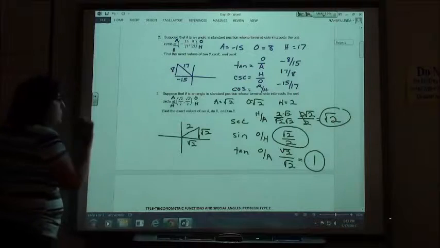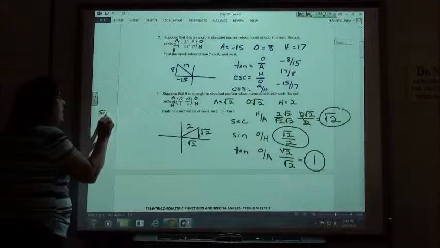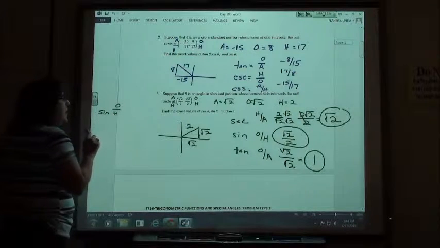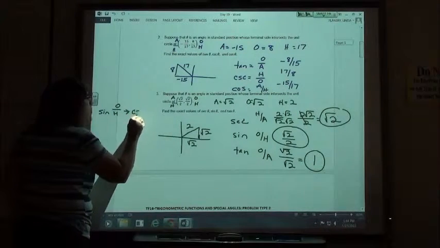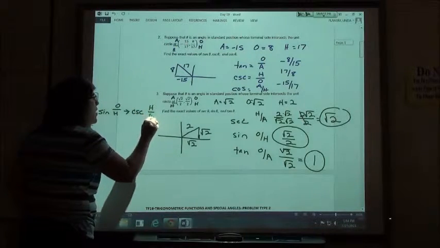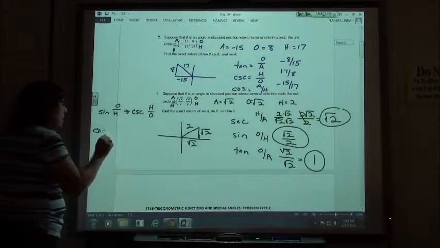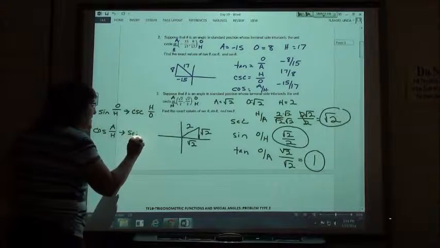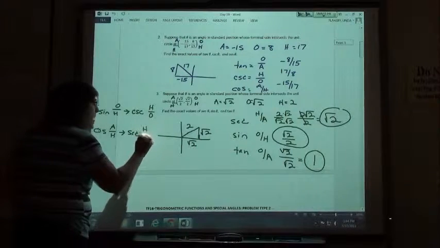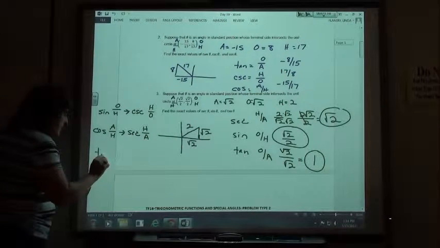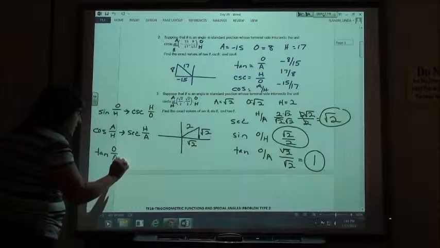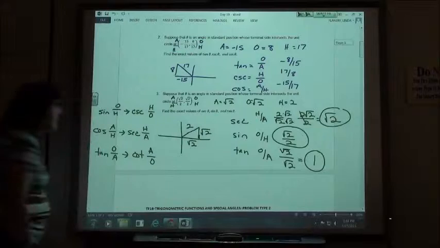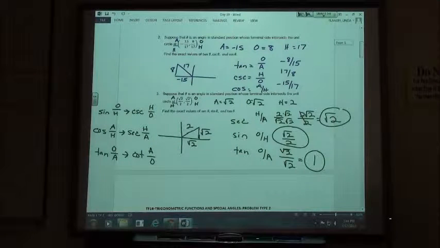So again, just double check, sine is the opposite over the hypotenuse. The inverse of sine is cosecant, so hypotenuse over opposite. Cosine is the adjacent over the hypotenuse. The inverse of the cosine is the secant. The secant would be the hypotenuse over the adjacent. Tangent, opposite over adjacent. Inverse of that is cotangent, so adjacent over opposite. You'll be using those quite a bit, so you'll want to keep a list handy.